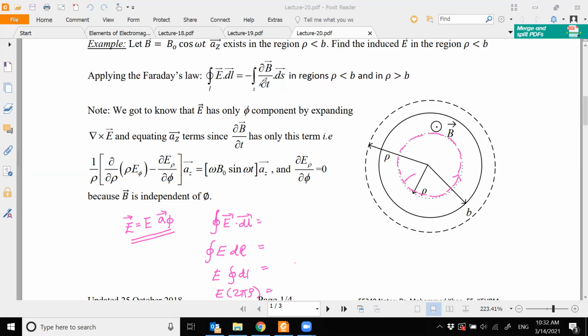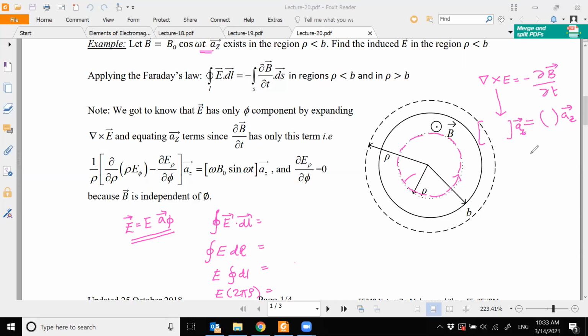Okay, because my ∂B̄/∂t, see, my B̄ is a function of a_z. Okay, B̄ is a function of a_z. And we know that ∇ × E, the differential form of the same equation, is what? Minus ∂B̄/∂t. So now, if my right-hand side is a function of only a_z, then can you open ∇ × E? Yes, we can open ∇ × E in cylindrical coordinates, and we will get a term of a_z.